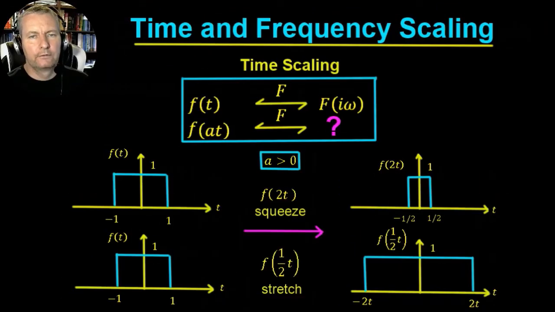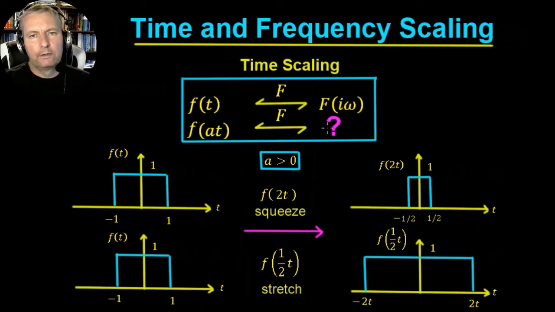So let's look at the Fourier transform of a function which has been scaled in the time domain. What we're interested in is a function f(t), which will give us a Fourier transform that will be a function of omega. But we're interested in a function of time which is scaled by a factor of a, so we're interested in the Fourier transform of the function f(at). So what's that Fourier transform going to be?